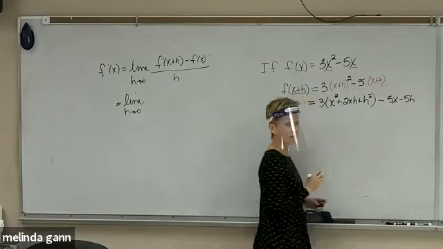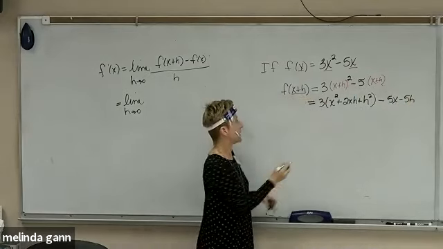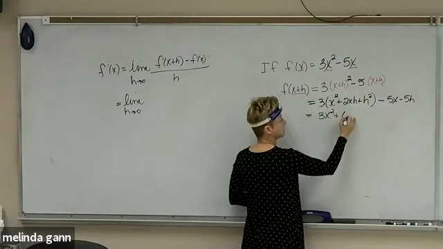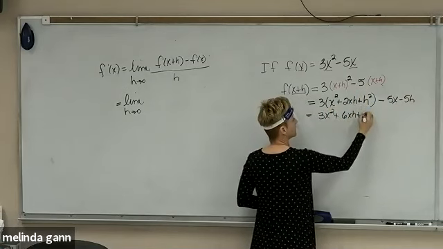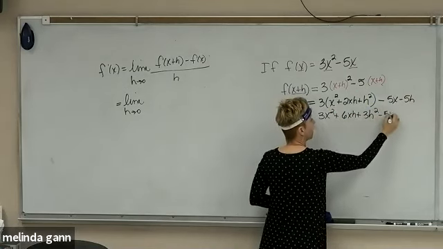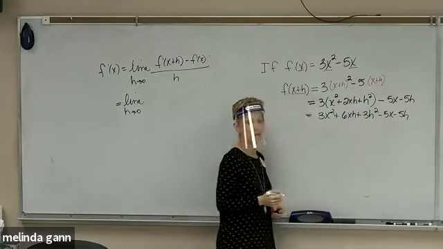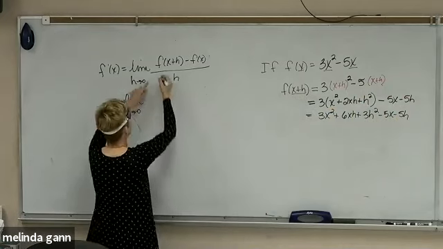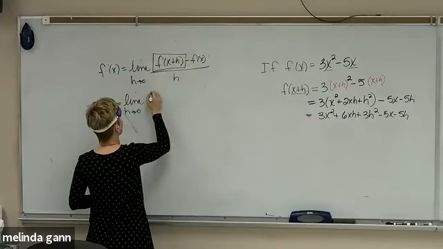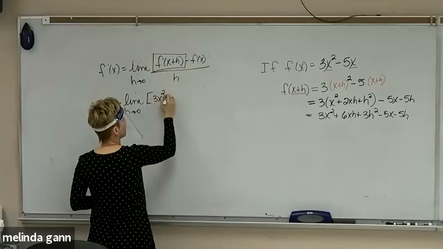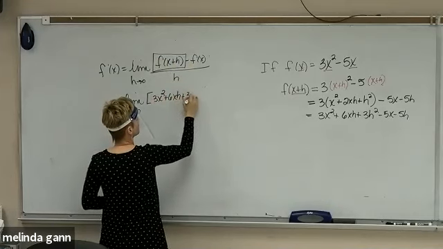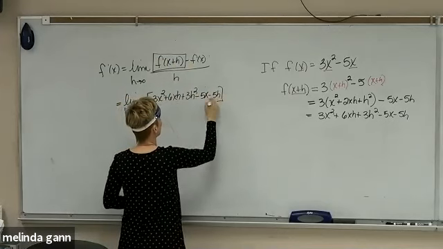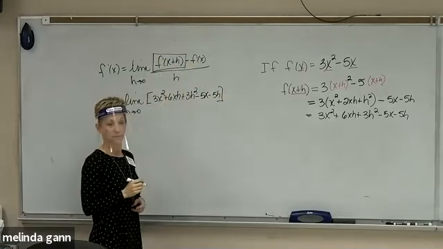Isn't that minus 5h? Then I've got to distribute that 3, so I've got a 3x squared. How many xh's now? 6. And then 3h squared. Now, will that clean up any? Can I combine anything? It's just one long nasty thing. All right, so that's my f of x plus h. I got 3x squared, 6xh, 3h squared minus 5x minus 5h. So in that bracket is f of x plus h.